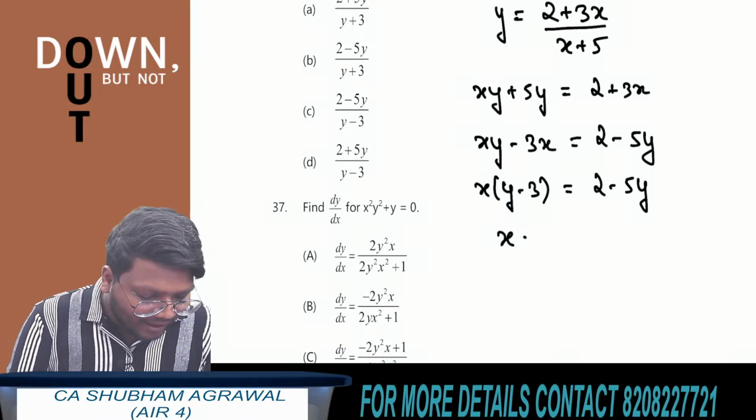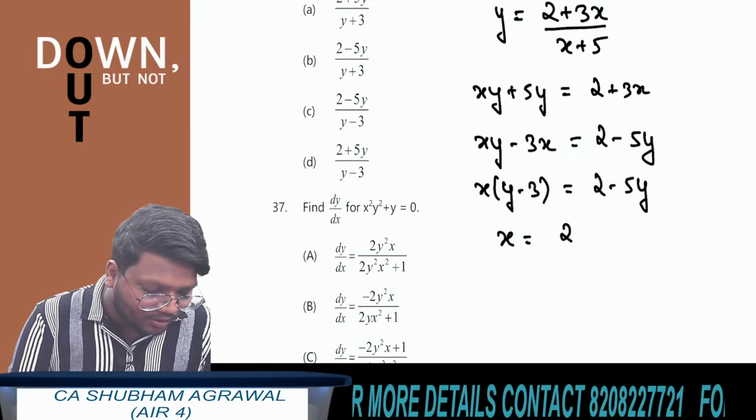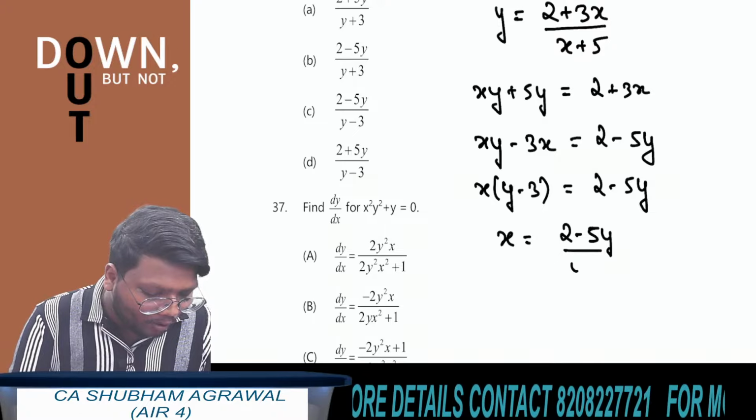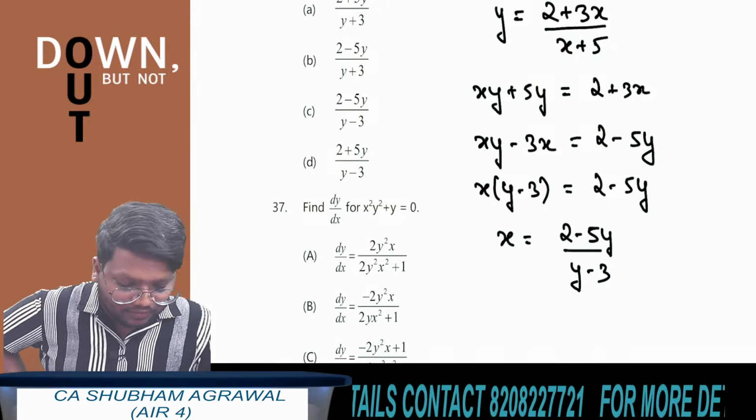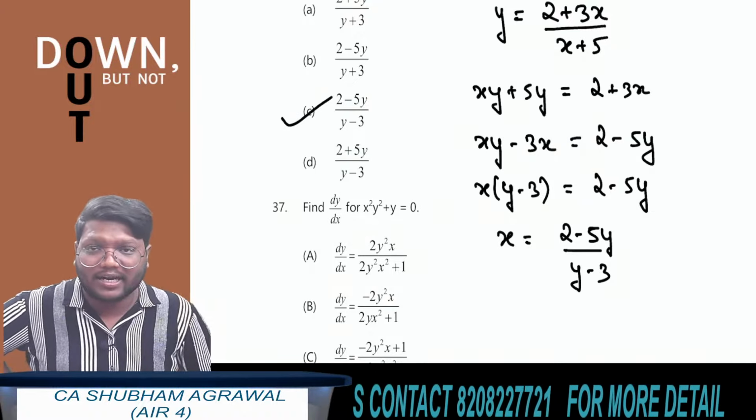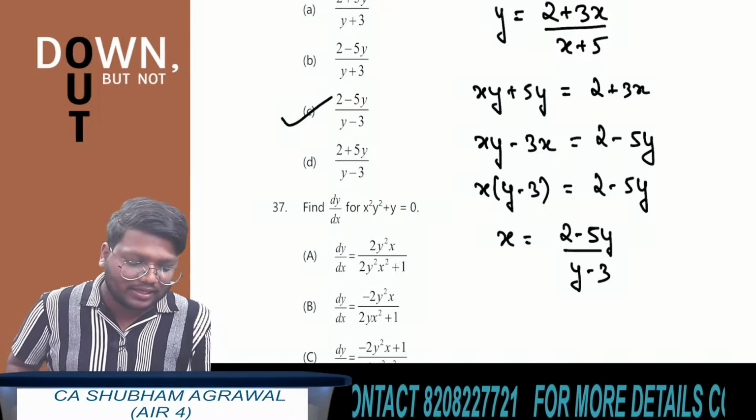What is the value of x in terms of y? The value of x in terms of y is 2 minus 5y upon y minus 3. Which option is correct? Option C is the correct answer.